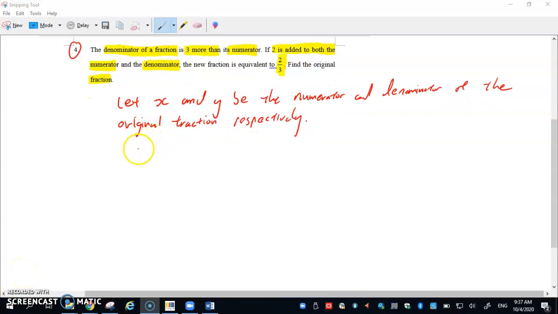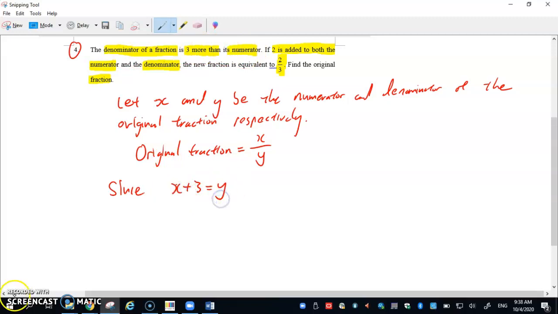So the original fraction equals x over y, and since y, the denominator, is 3 more than its numerator, x plus 3 equals y, and we have x over x plus 3.